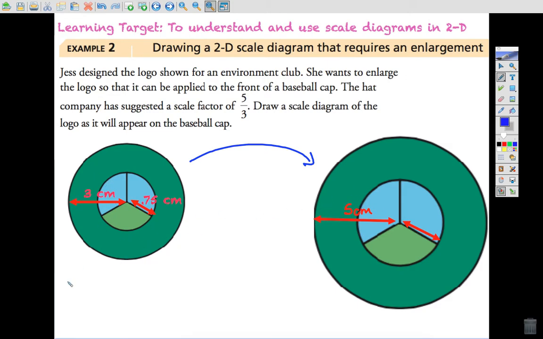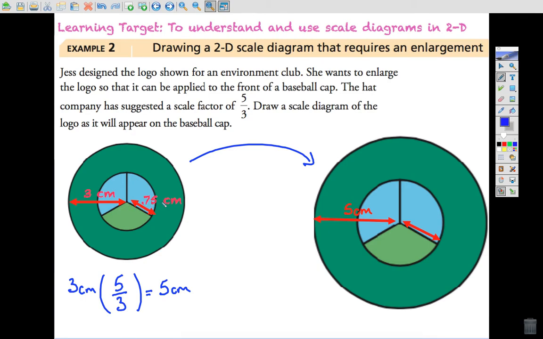So I'm taking my 3 centimeters, and I'm going to multiply that by my scale factor of 5/3. Now hopefully you can see that we have a 3 in our numerator and a 3 in our denominator, so those are going to create a 1. And so if this is 1, 1 times 5 simply leaves us with 5 centimeters. And so that's how I ended up getting this 5 centimeter measurement for my outer diameter.